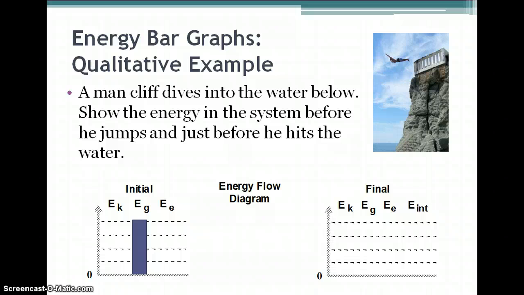At the end, again, they define this problem as the end being just before he hits the water. So just before he hits the water, all of that gravitational energy goes into kinetic. So you would have those two being equal to each other. We don't use the energy flow diagram in the middle because we don't have any work. We don't have any energy that enters or leaves the system, and we don't have friction. They didn't tell us anything about friction. So that would be a really straightforward one.